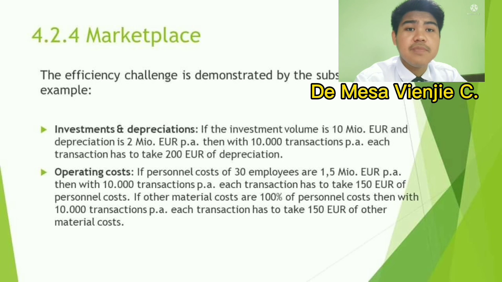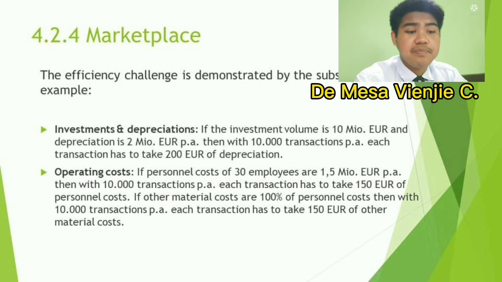Next is the operating cost. If personal cost of 30 employees is 15 euro, then with 10,000 transactions, each transaction has to take 150 euro of personal cost. If other material costs are 100% of personal cost, then with 10,000 transactions, each transaction has to take 150 euro of other material costs. So here it is how much are the material cost and personal cost in the specific question.